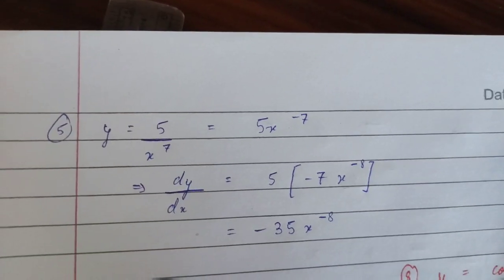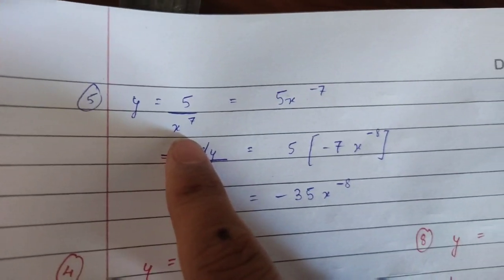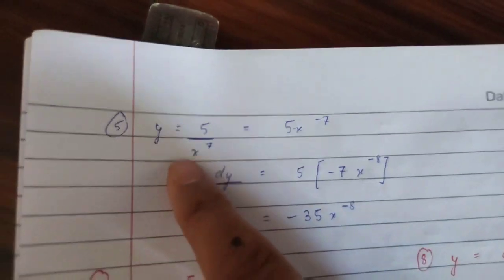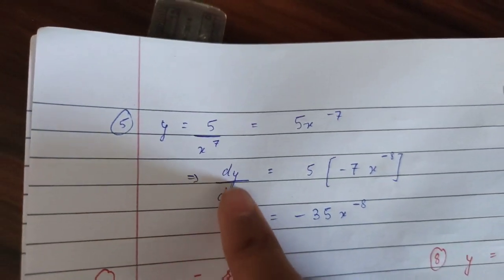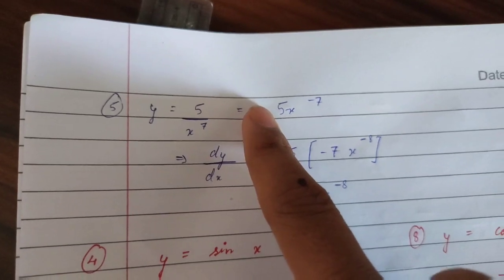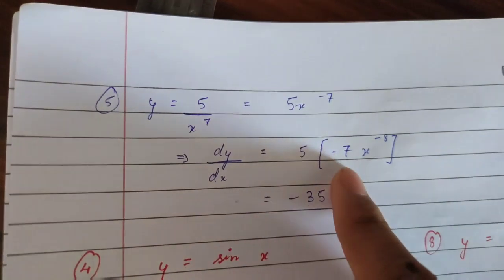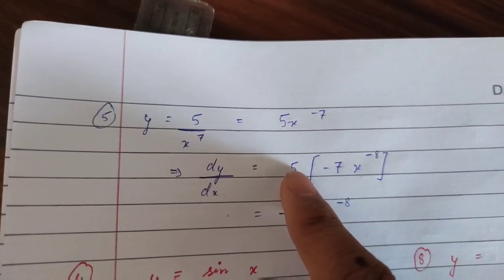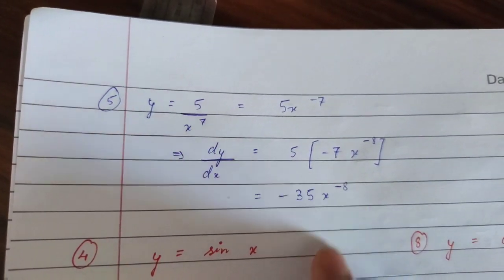Let us see one more example, y equals 5 by x to the power 7. First we will convert it into general form, so it will become 5x to the power minus 7. This x will go up, then there will be a minus sign. Now we will put the formula, dy upon dx equal to, we will take the 5 out, 5 multiplied by minus 7 will come down here, and minus 7 minus 1, so minus 8, x to the power minus 8. So 5 into minus 7 gives us minus 35 x to the power minus 8.